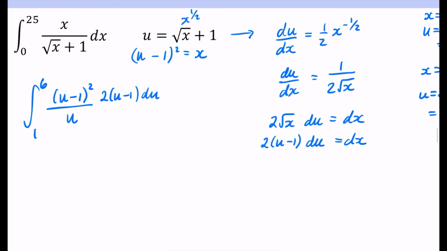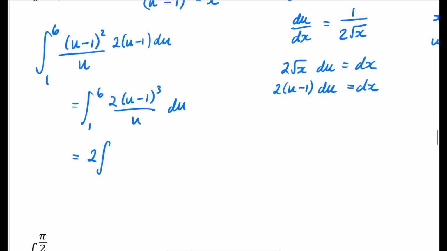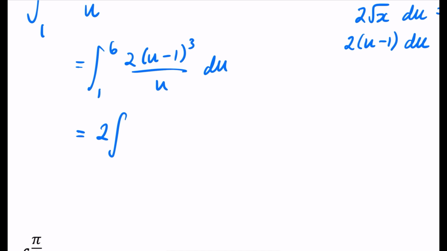It's not going to be particularly fun, but this is going to be the integral from 1 to 6. Well, u minus 1 squared, we've actually got u minus 1 cubed now. So we have 2 lots of u minus 1 cubed all over u du. If you want to, you could put the 2 outside the front, which I probably will do. Now, u minus 1 cubed, you can do either binomial expansion or you can slowly expand it. It's going to be u cubed minus 3u squared plus 3u minus 1, all divided by u du.